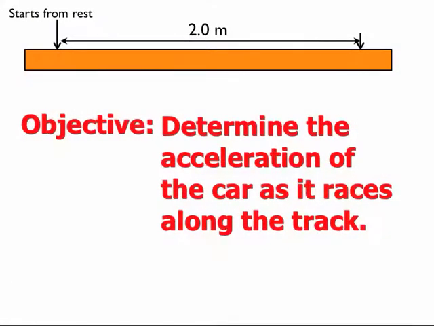So let's start with a little experiment. In this experiment, my objective is to determine the acceleration of a car as it races along a track. So I have a car starting from rest. It's going to travel 2 meters and reach the end of the 2 meters in half a second. So that's all my data that I'm going to be using.